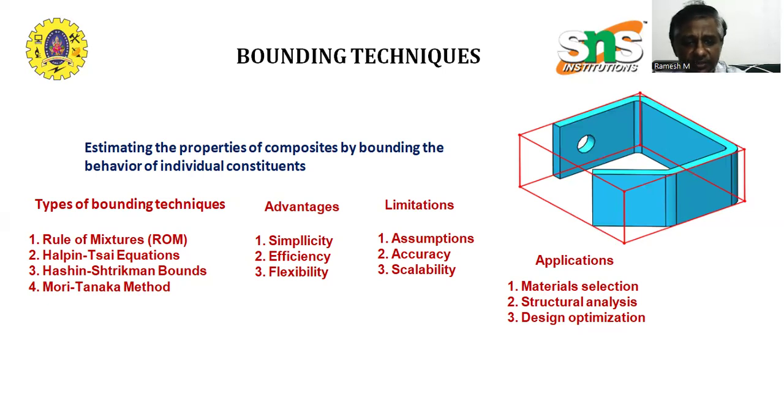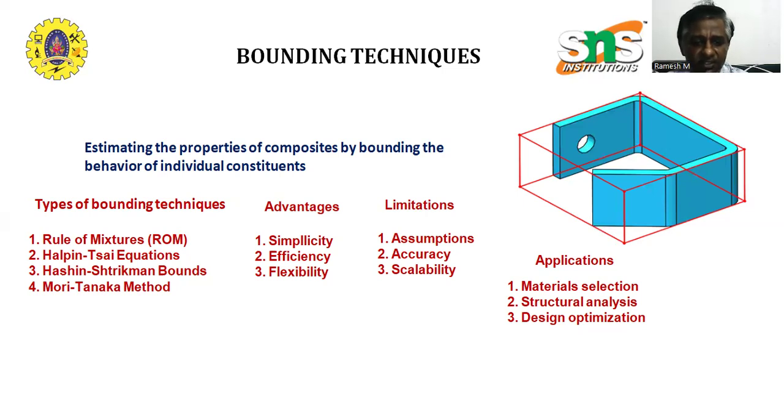In the rule of mixtures, we assume a linear relationship between the properties of the constituents of composite materials and the composite. It estimates the composite properties by averaging the properties of the individual constituents. Simple and widely used, but it can be inaccurate. This rule of mixtures can be inaccurate for complex loading conditions.